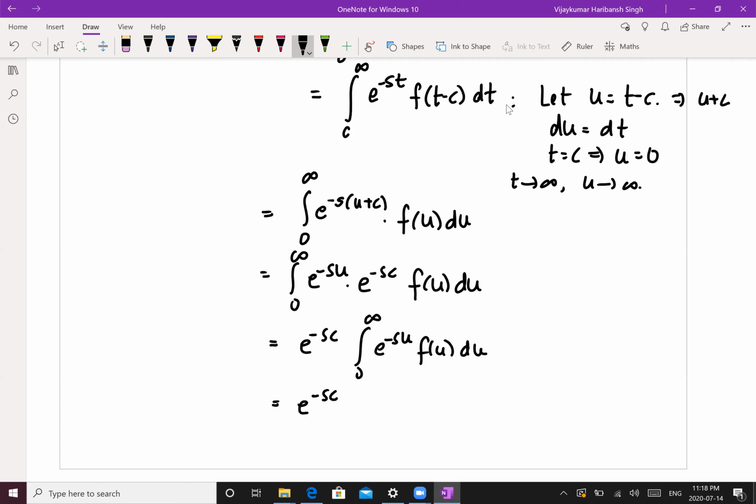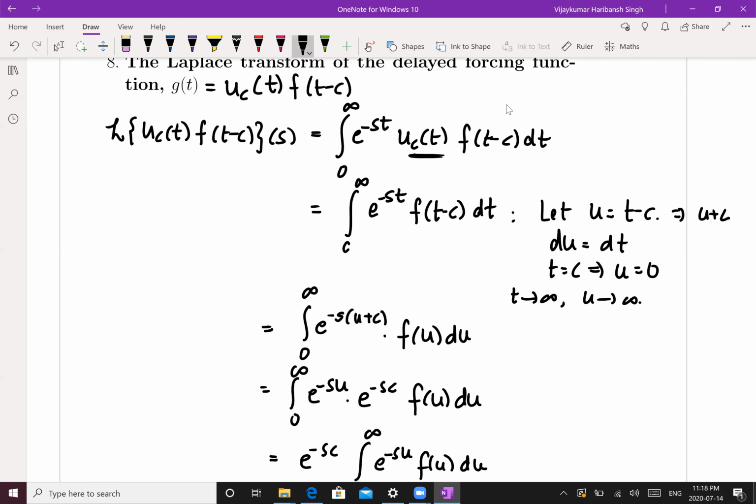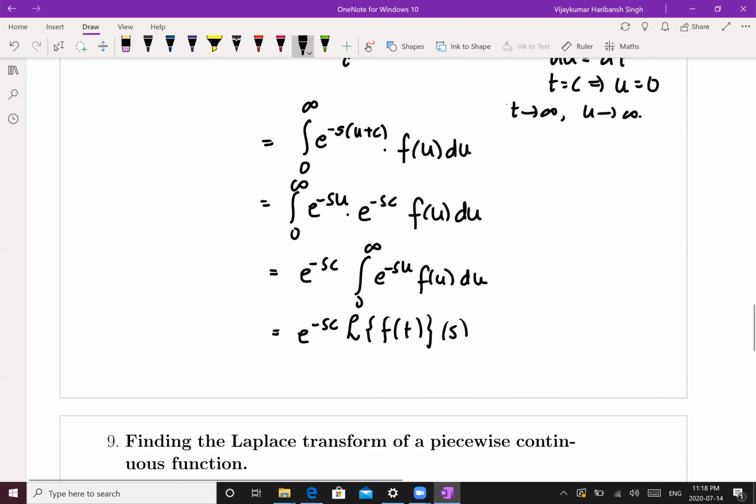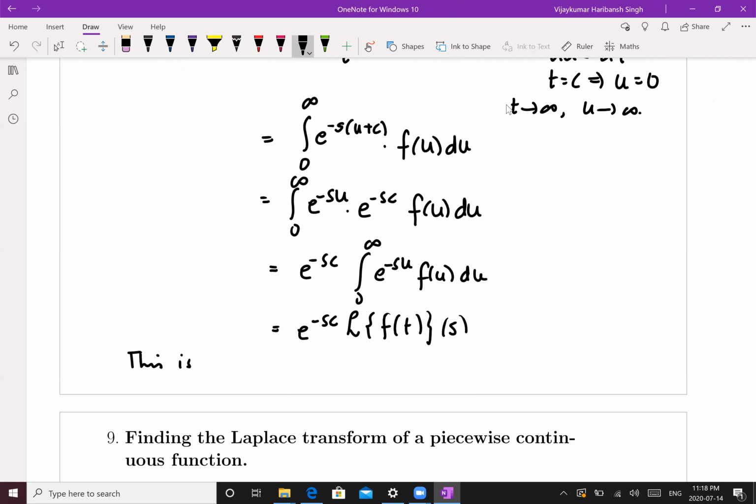So this is going to be e to the power minus sc times the Laplace transform of f of t, evaluated at s, because f of u du is the same as f of t dt. So now you notice the following. If you have u c of t times f of t minus c, it becomes the same as e to the power minus sc times the Laplace transform of f. Okay, so this is formula 13 in the table in section 6.2.